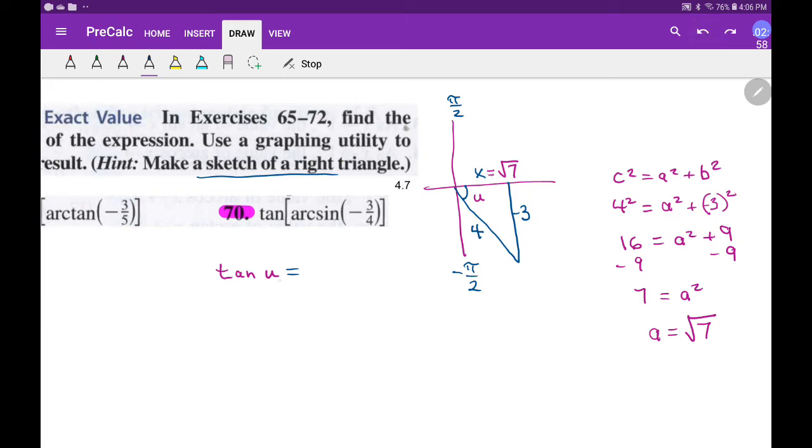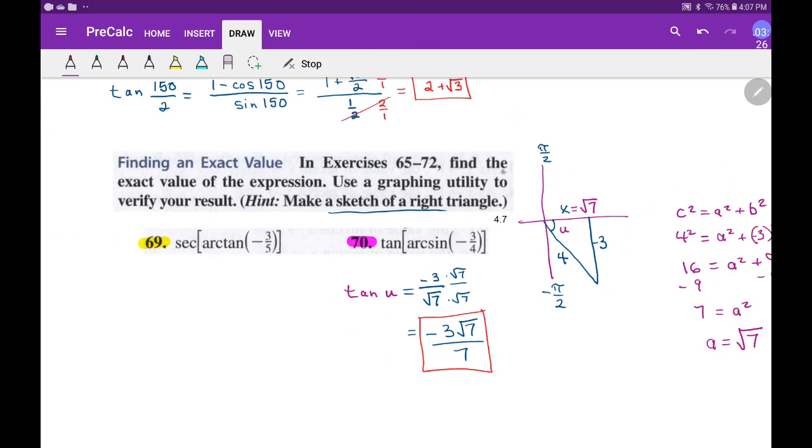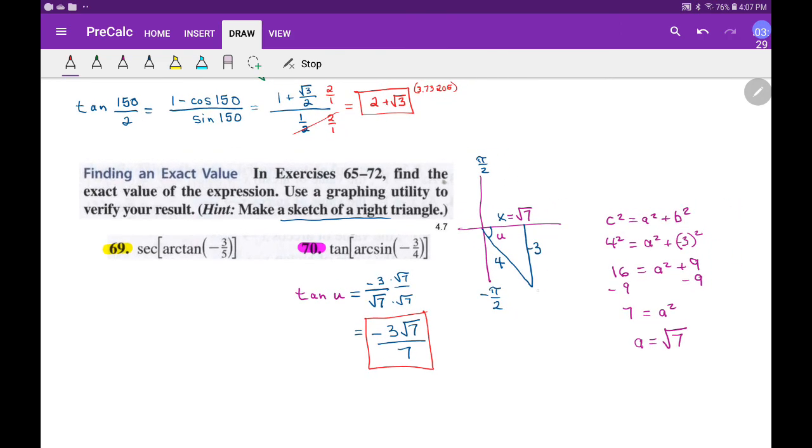Okay, so I can do that, the opposite over the adjacent. And then I don't like square root of 7 on the bottom. So I'm going to fix that and say negative 3 square root of 7 over 7. And that seems good to me. So, do you need a graphing utility? I sure don't think so. I would like you to draw this, but that's it.